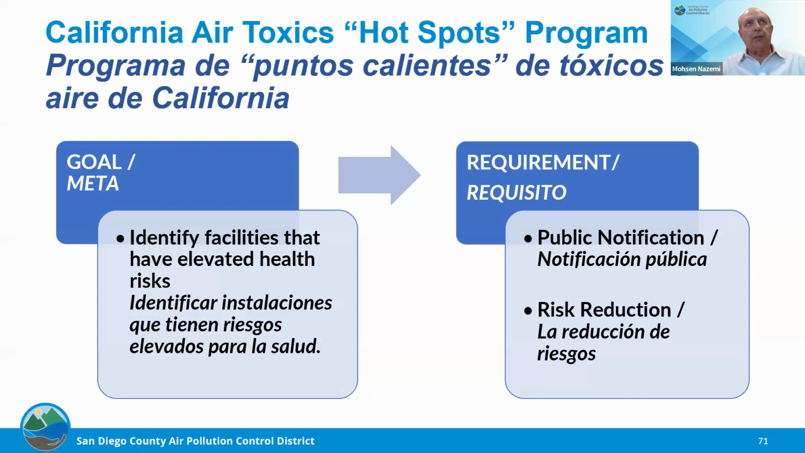The purpose of the Hotspots Program is to identify facilities that can release air emissions, and those emissions can create elevated health risks that can potentially negatively impact the public. For example, certain air emissions can cause skin and eye irritation, asthma, and long-term impacts such as cancer and other heart diseases. District Rule 1210 established public notification and risk reduction requirements for facilities that can create elevated health risks. As a result, BAE was subject to District Rule 1210, and they did conduct public notification and submitted a proposal to the district on how they're planning to reduce the potential health risks. We can go to the next slide, please.